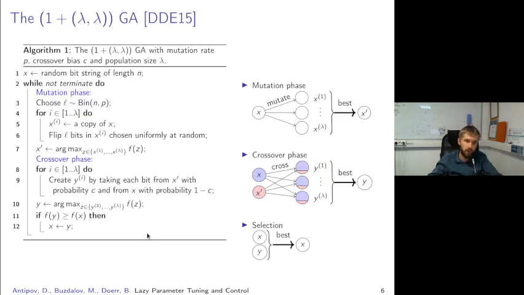So we adopted this strategy of choosing the parameters in the (1+(λ,λ)) GA. This is a genetic algorithm for pseudo-Boolean optimization, which has three parameters: mutation rate p, crossover bias c, and population size lambda. It has only one individual, which is initialized with some random bit string, and then it performs iterations, which consist of the mutation and crossover phases. In the mutation phase, we create lambda offspring by flipping the same number of bits in x, and this number is chosen from the binomial distribution with parameters n and p.